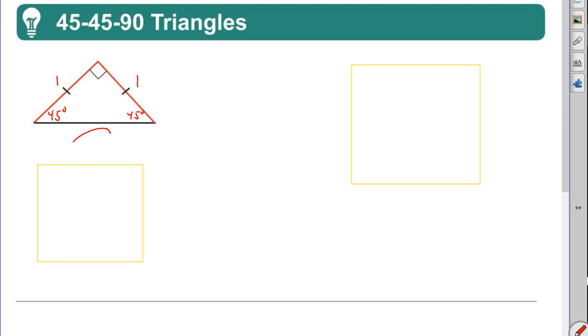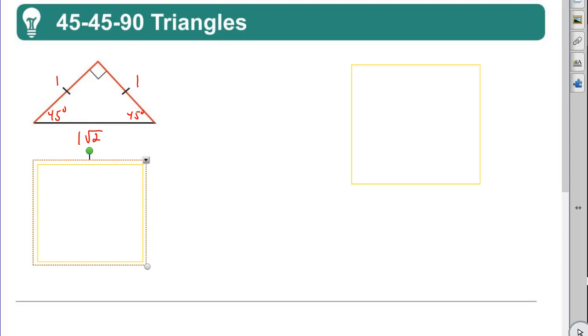And if you use the Pythagorean theorem to find the hypotenuse, you get the square root of 1 squared plus 1 squared, which is the square root of 2. And I've told you guys to put a 1 out in front. It'll help you to see the pattern more clearly.